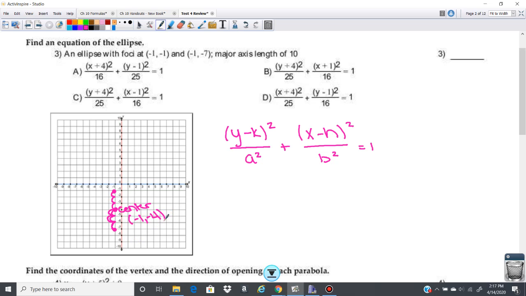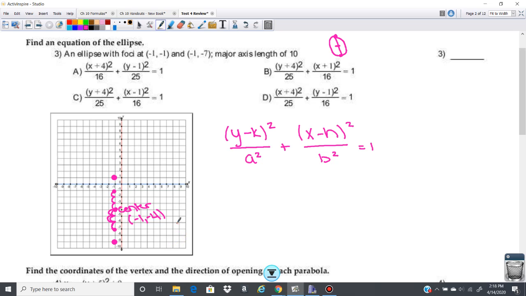Now the next piece of information I'm given is my major axis length. My major axis is a length of 10, meaning that from one major point, so basically I know this is vertical, from this point to this point, that's a length of 10. Which means if I split this in half from the center, I'm going to have 5 up, 5 down. So I'm going to graph that. If I go 5 up from the center, 1, 2, 3, 4, 5, I've got a point there. 1, 2, 3, 4, 5, I've got a point there. So I've got those points.